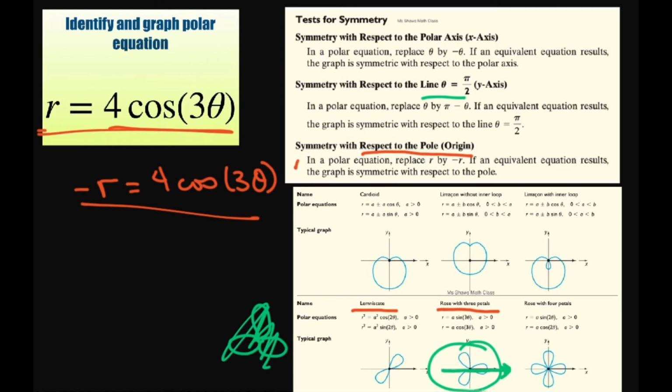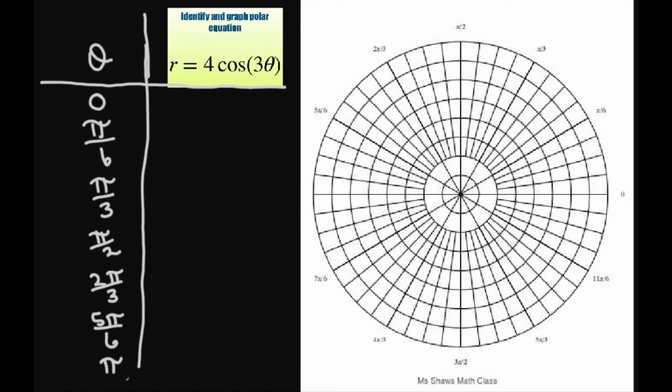We're going to assign our values from 0 to pi and see what we get. So when you substitute in your values, you're going to get 4, 0, negative 4, 0, 4, 0, negative 4. So let's do my 4s first. At 0, we're at 4. At pi divided by 3, we're at negative 4.